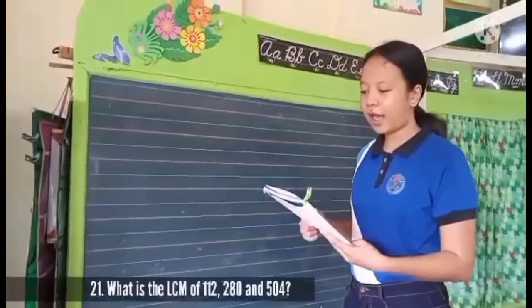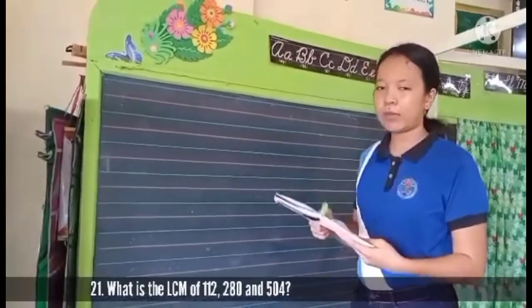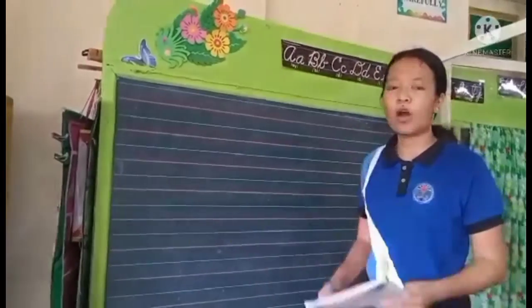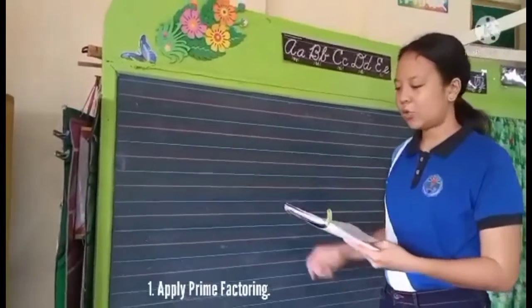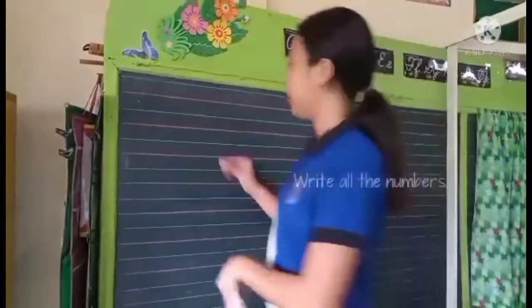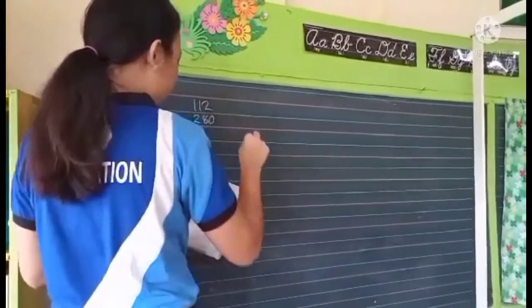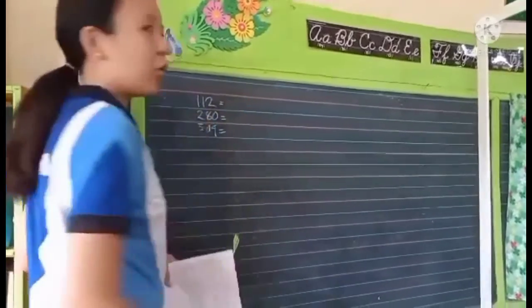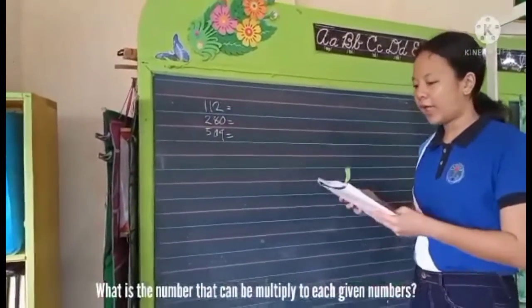What is the LCM of 112, 280, and 504? When we say LCM, it is least common multiple. To get the least common multiple, we should apply the prime factoring, which is first, isulat muna natin yung mga given numbers. 112, 280, then 504. So, ano nga ba yung mga pwedeng i-multiply sa kanila? Which is, kailangan nating pagpare-parehain.